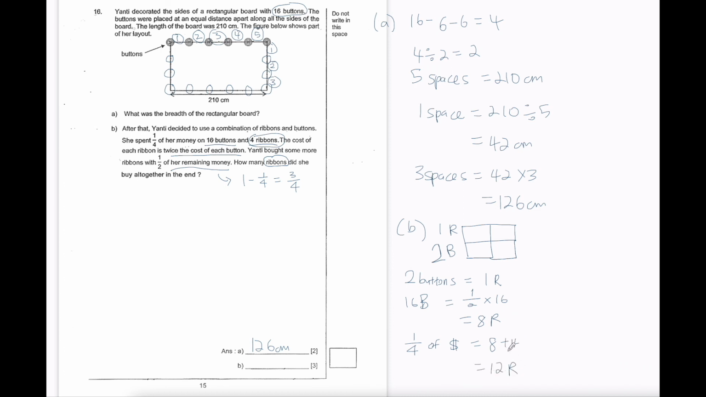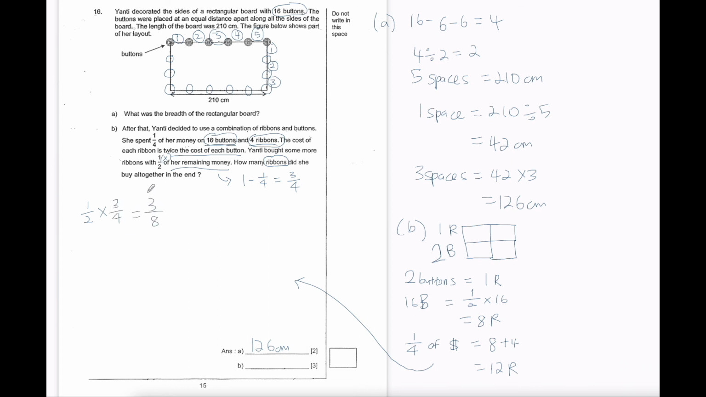Okay, for those of you who are confused at this point, what I did was I changed this 16 buttons to 8 ribbons, because they're the same price. With this, then I can continue doing my question. So what I did was I converted it all to ribbons. I'm going to continue my question here because there's no space there. Yanti bought some more ribbons with half her remaining money. Half of means multiply. Remaining is 3/4. I'm going to get 3/8.